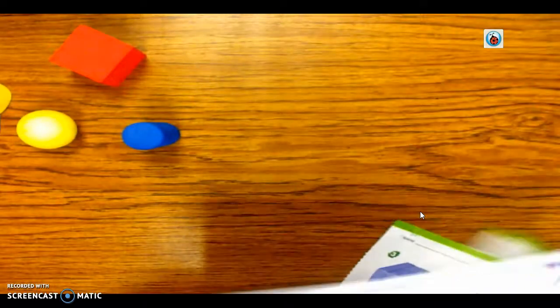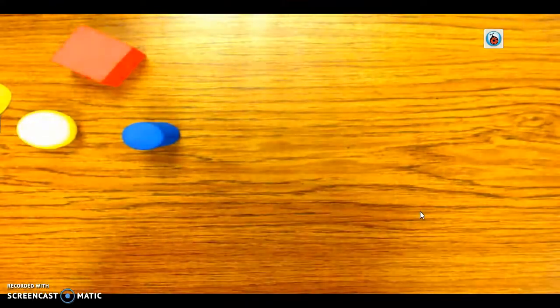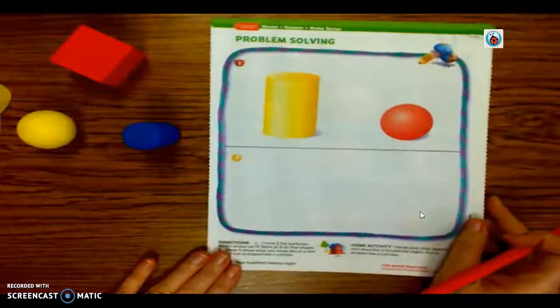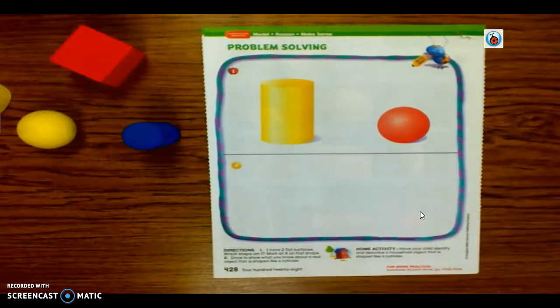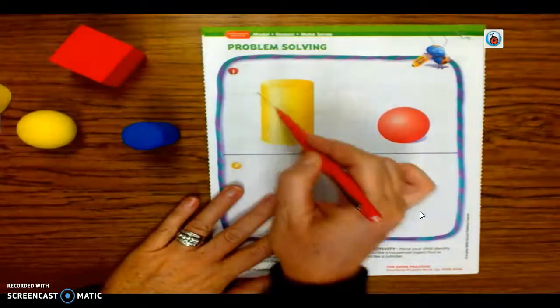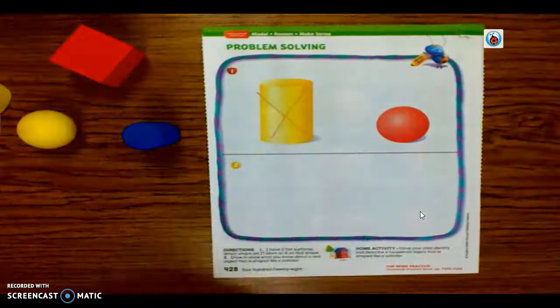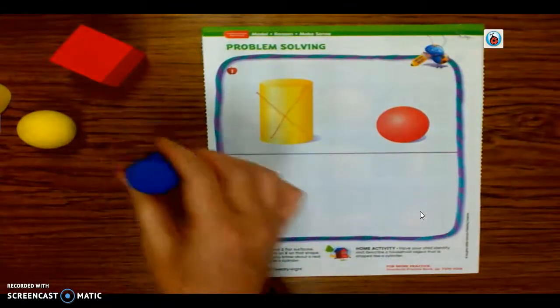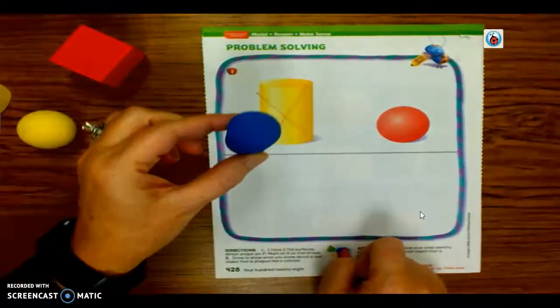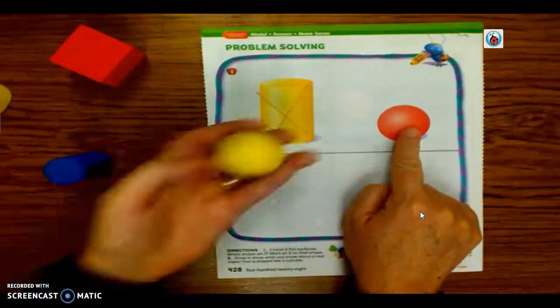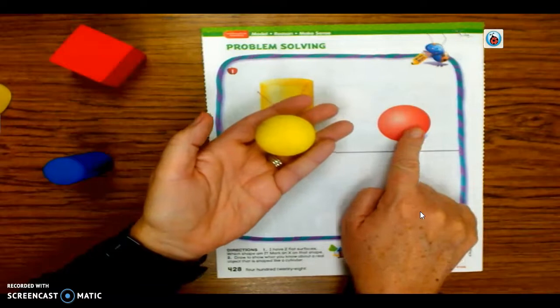All right, boys and girls, turn to your back page. Put your finger on the red apple. You have a riddle. I have two flat surfaces. What shape am I? Yes, it is a cylinder. Two flat surfaces and curved all the way around is a cylinder. This shape is the sphere. It looks like a ball.